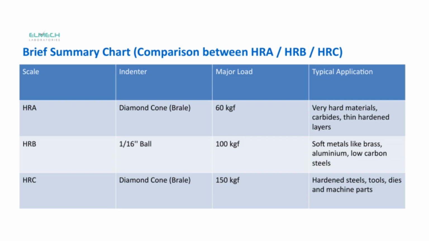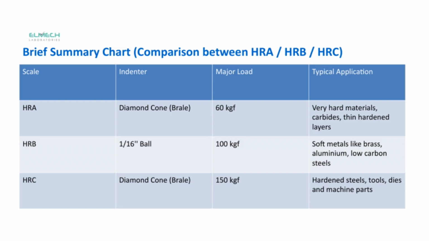Finally, HRC uses the same diamond cone indenter as HRA, but applies a higher load of 150 kilograms force. This scale is primarily used for hardened steels, tools, dies, and machine parts, materials that require a more precise hardness measurement at the high end of the scale.